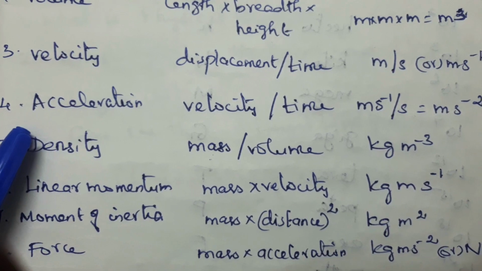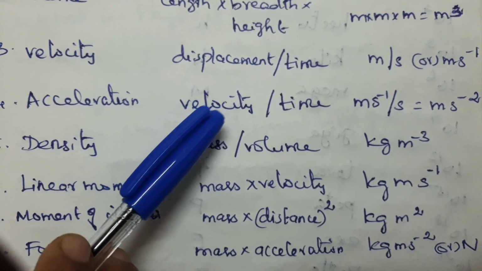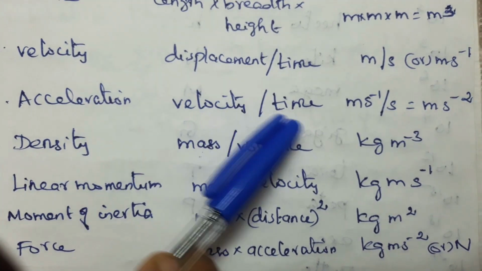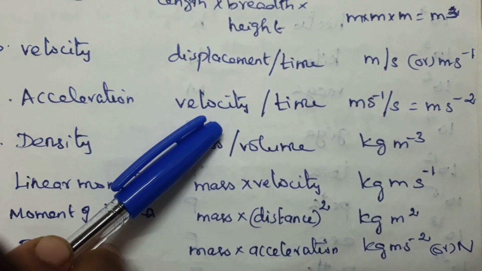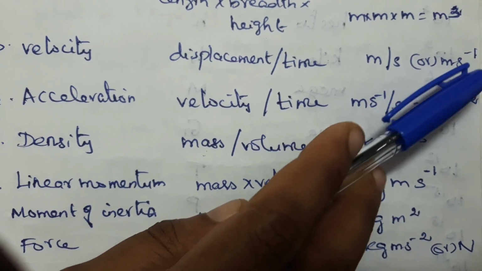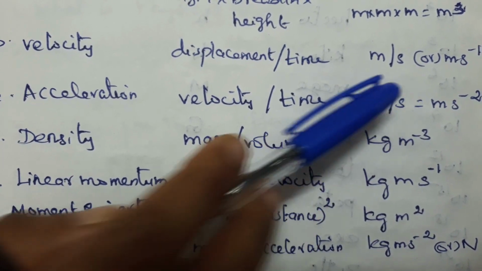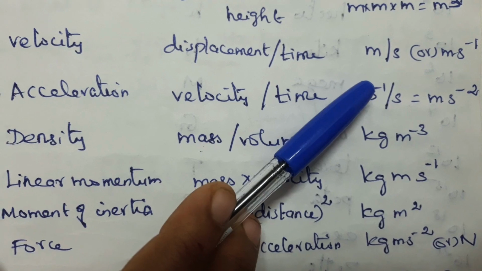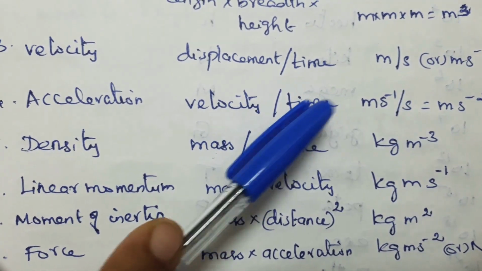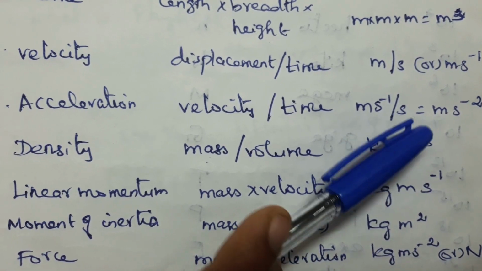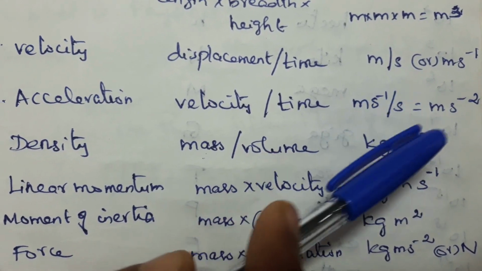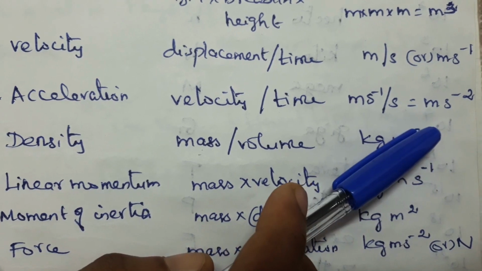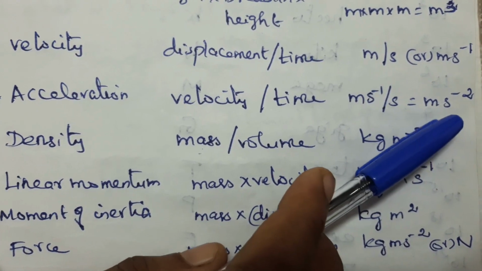Next, acceleration. What is acceleration? Rate of change of velocity, or we can write velocity by time. Already we have discussed the unit of velocity. What is it? Meter second raised to minus 1. So we can write velocity unit is meter second raised to minus 1 per time, or divided by time. So divided by second, it can be written in the numerator as second power minus 1. So m s power minus 1 s power minus 1, m s raised to minus 2. So what is the unit of acceleration? Meter second raised to minus 2.